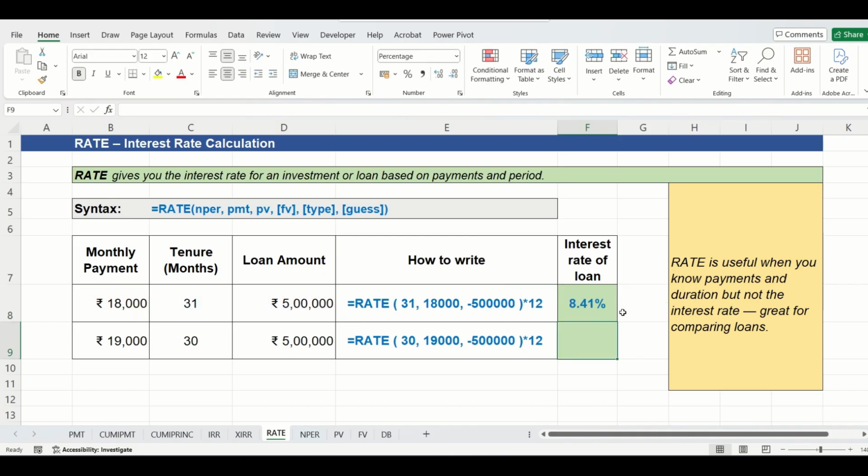Hit that, and you are getting the actual interest rate of this loan if these are the terms of the bank. And for the second one, just copy this formula and paste it over there. So in the second case, the interest rate of the loan is 10.41%. And so the first bank is offering you less interest rate. With this formula, you can take the right decision while taking any loan.